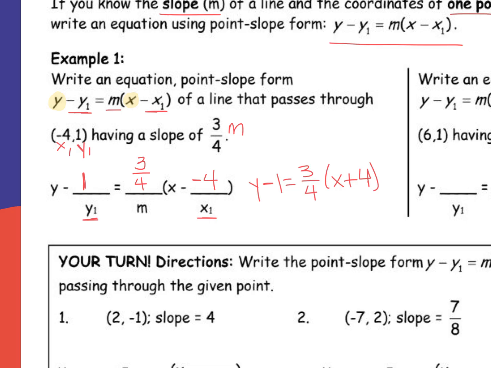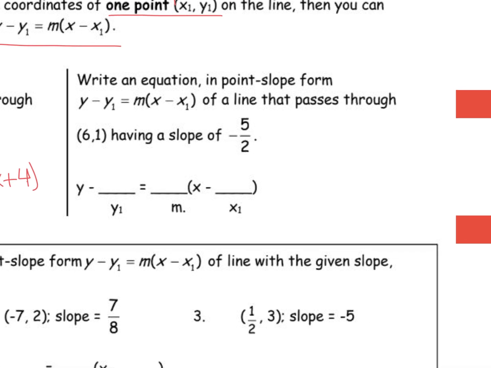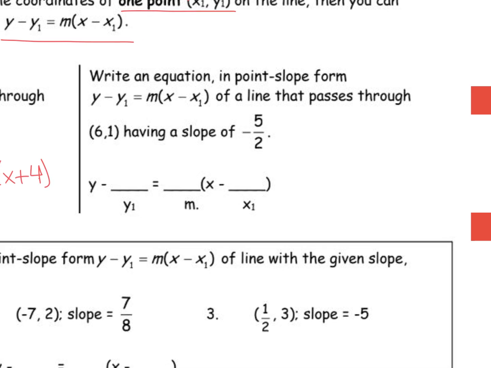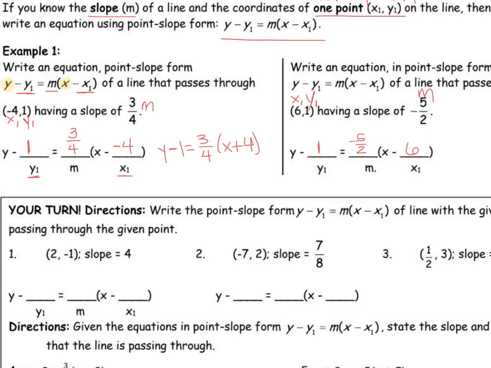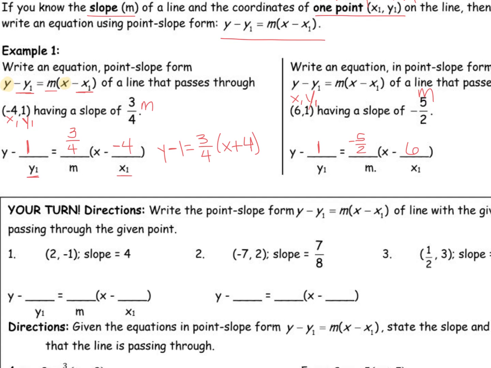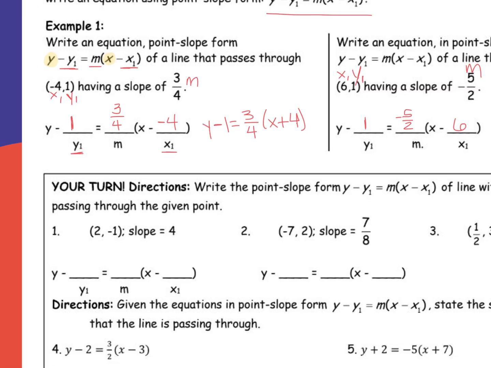So we're just going to start off by practicing writing and identifying the pieces. Here I have another one. 6, 1 is my x1, y1. And negative 5 over 2 is my m. So when I plug numbers in, y minus my y1, which is 1, equals m, negative 5 over 2, x minus my x1, which is 6. Now, this should look kind of familiar because we have taken this and distributed to change to slope-intercept, which we will look at doing in a few moments again, just to review that.